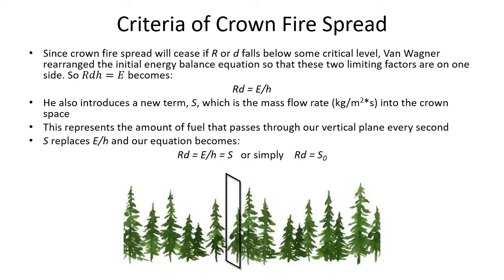So based on that, Van Wagner wants to start rearranging this into a form that he's able to solve, right? We don't actually know what E is yet. So the first step here is he's rearranging the equation so that our two critical factors, our rate of spread and our amount of fuel, are on their own. So we have RD equals the energy over the heat of ignition. And then he's going to introduce this new term called S. S is basically the mass flow rate, so how much mass is moving through that vertical plane in the crown space every second. And we can actually replace the E and H in our equation with this new idea of S, the mass flow rate.